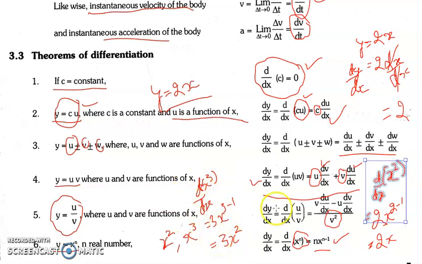In the same way, if we try to differentiate x raised to the power 4, for this n is 4, so the answer would be 4x cube. X raised to the power 5, it will be 5x raised to the power 4. So in this way we'll proceed with the questions.